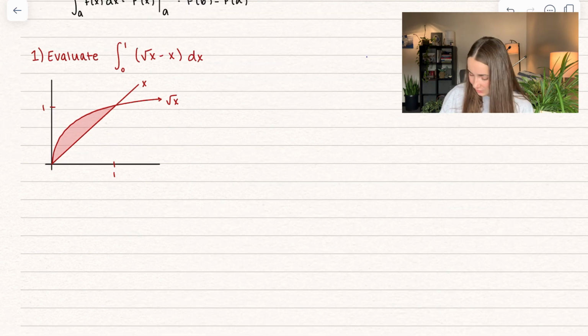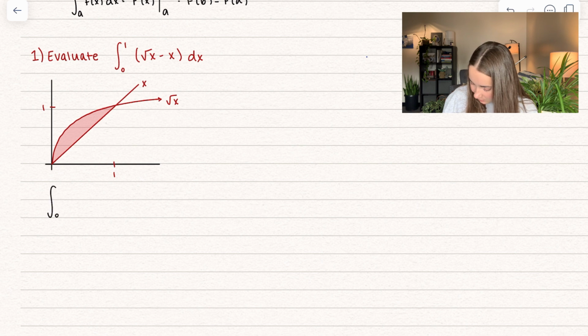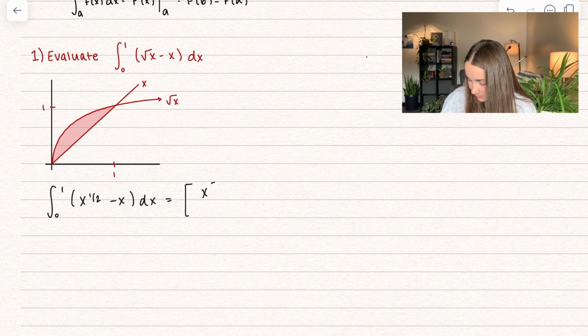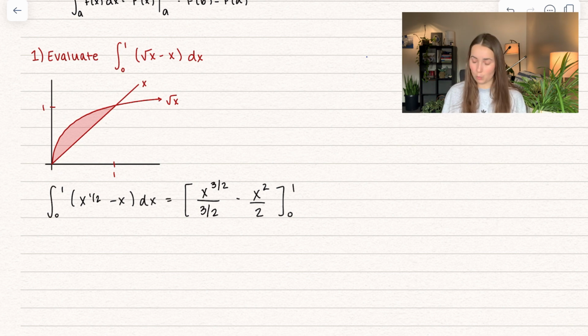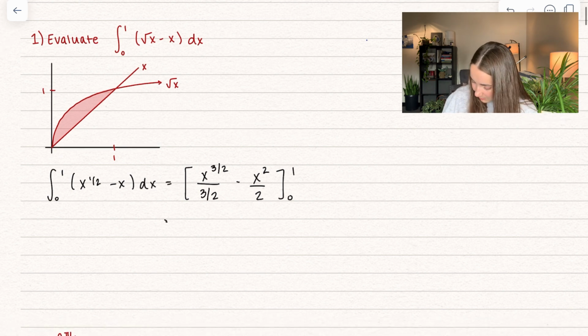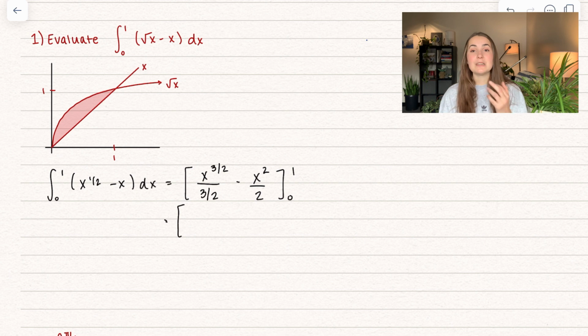So let's go ahead and do this. The first thing that I'm going to do is rewrite this as x to the power of 1/2 minus x. That way I know I can use the power rule. So we add 1 to the exponent, so I get 3/2, and I divide by that new exponent. And now we're going to do the same thing for x. So we add 1 to the exponent and we divide by that new exponent. And we're still doing that from 0 to 1. I'm actually going to rewrite this before I plug in those values. When we divide by a fraction, we multiply by its flip. So we multiply by 2/3.